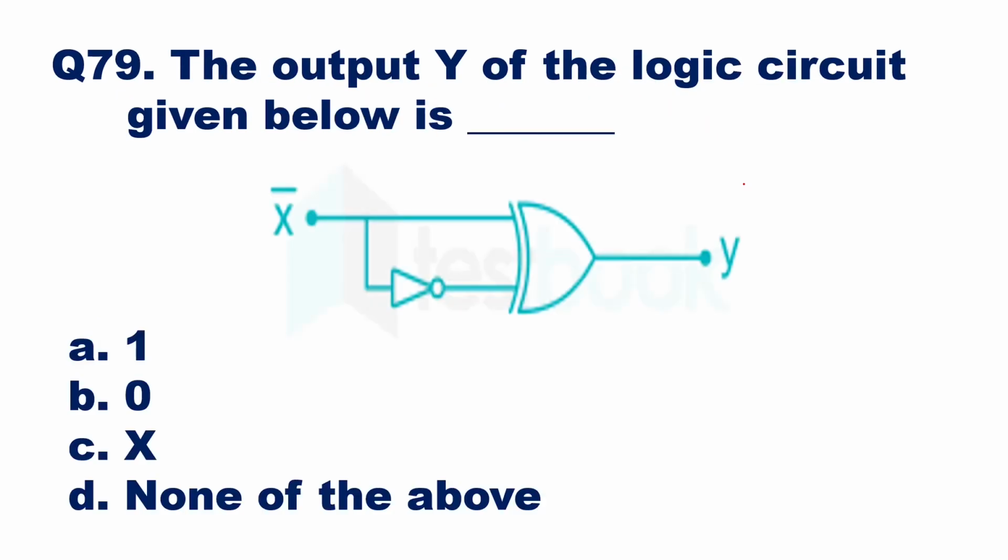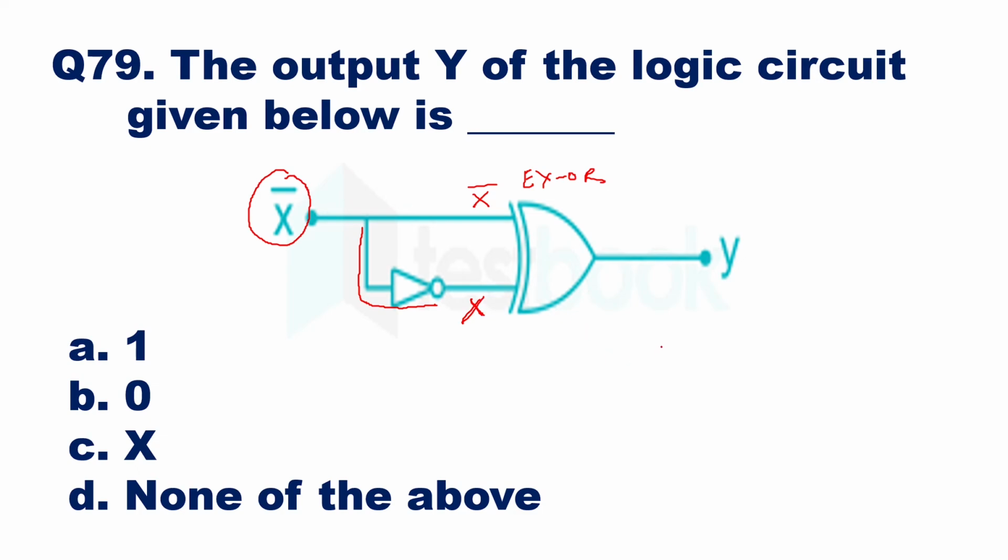The output Y of the logic circuit given below is what? So here you can see this input here is X bar. So X bar will be one of the inputs for this XOR gate. This is the XOR gate. And then X is complemented with a NOT gate, it is inverted, to give X bar. And here you get X as another input. So X and X bar are the two inputs.